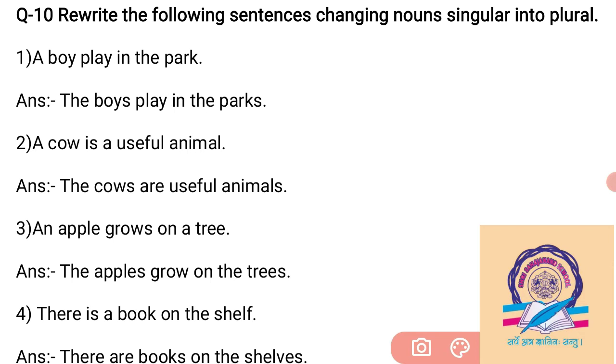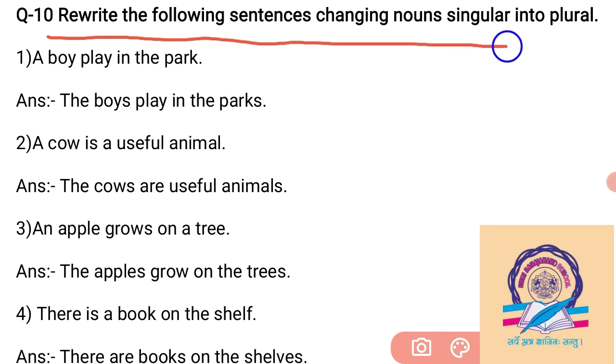Our ten questions are here. Rewrite the following sentences changing noun singular into plural. The sentence is given and all the nouns in a sentence are given in a singular form, and we have to change the singular sentence into a plural sentence. But remember it carefully, we have to change only the noun here, and some helping verbs also we have to change here.